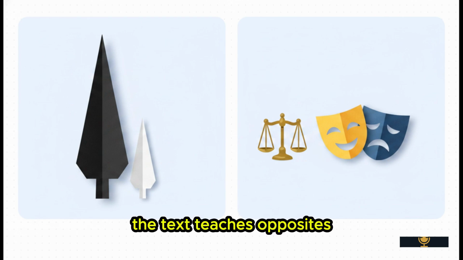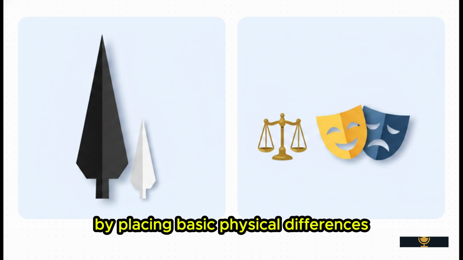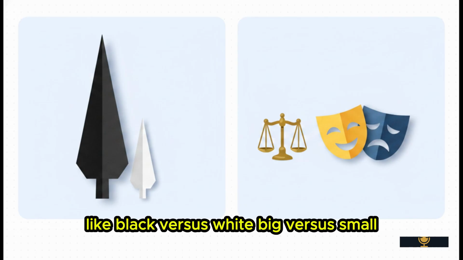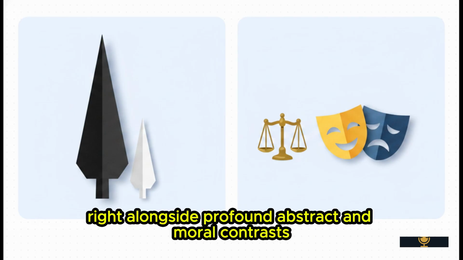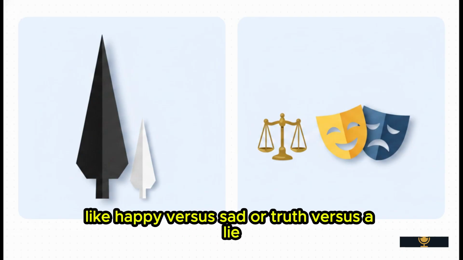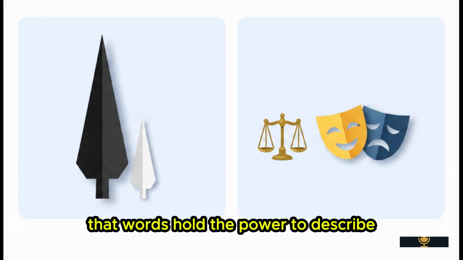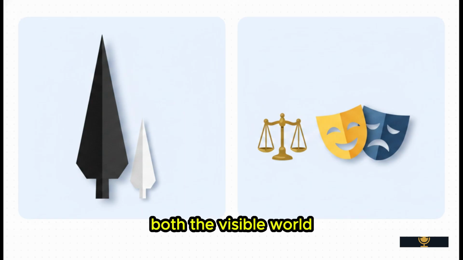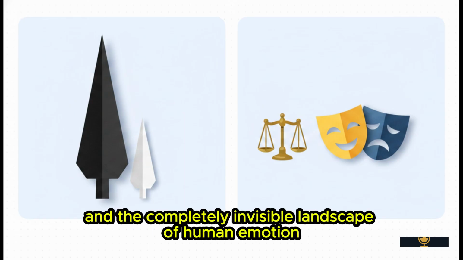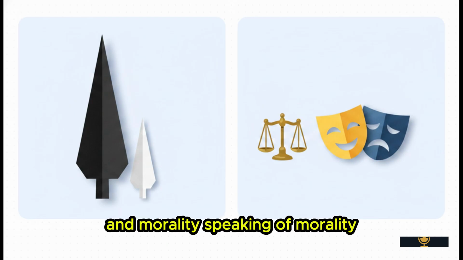The text teaches opposites by placing basic physical differences, like black versus white, big versus small, young versus old, right alongside profound abstract and moral contrasts, like happy versus sad or truth versus a lie. It's showing the learner that words hold the power to describe both the visible world and the completely invisible landscape of human emotion and morality.